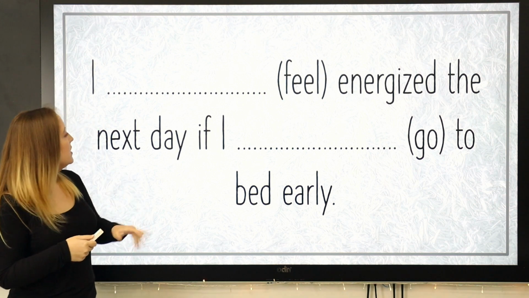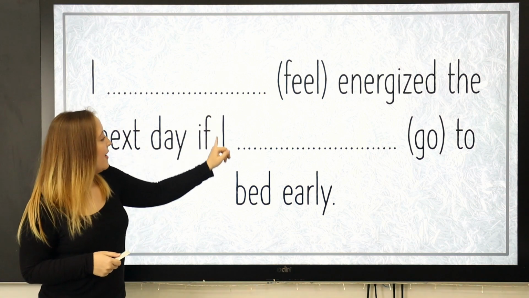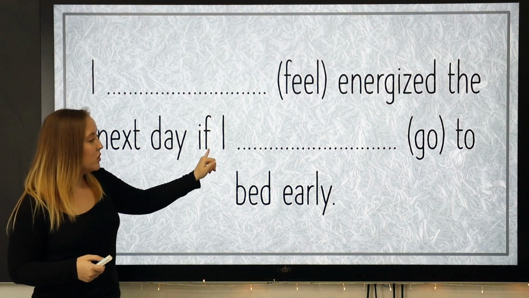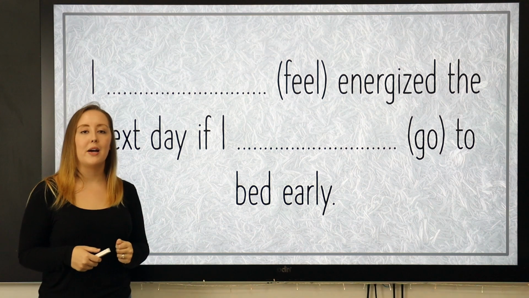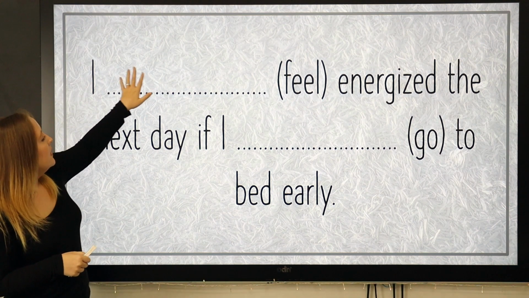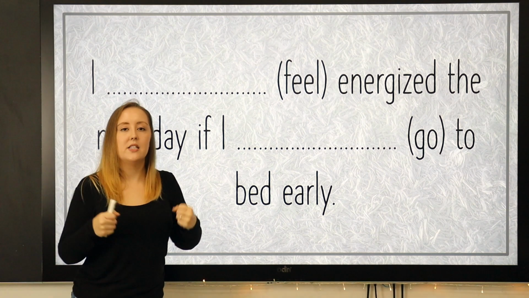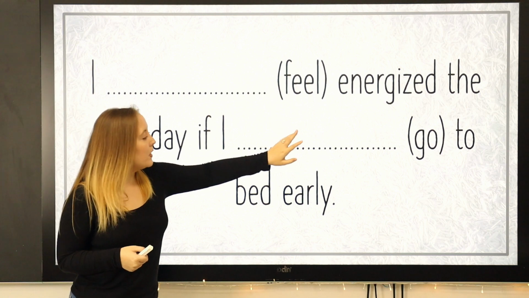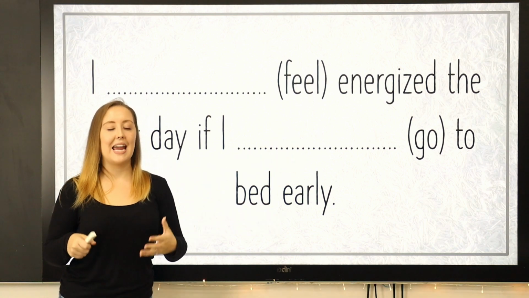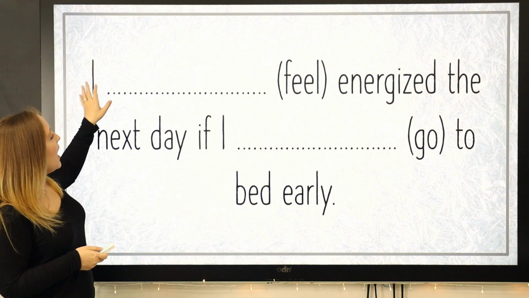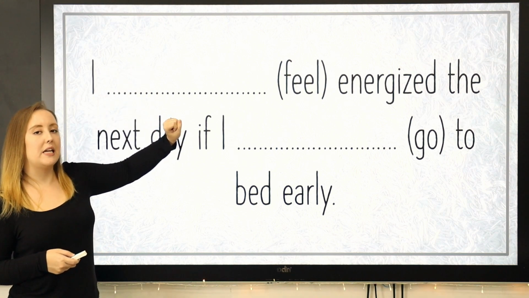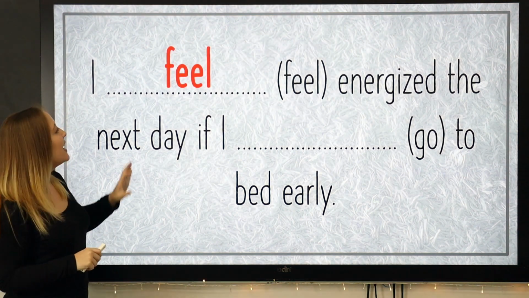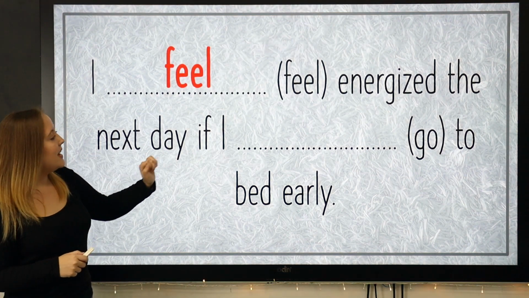So in this sentence, we have a slight change in that if has been put into the middle of the two clauses. So there's no comma. We don't use a comma in this example. I energized. Energized is with a lot of energy. The next day, if I to bed early. So again, this is true, all right? What form of the verb do we need for present simple with the personal pronoun I? Great. I feel energized the next day.